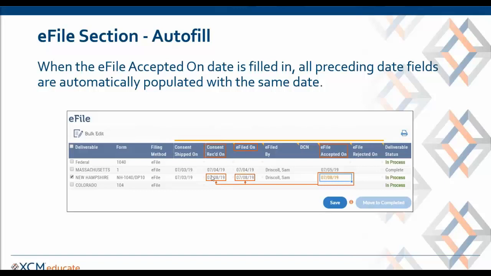So if you get the consent form and you e-file it on the same day, rather than having to put that date and that date in at the same time, fill in this date and it will automatically fill in the consent form date for you. Or if you're trying to do cleanup from last year, you just didn't get around to it, and you don't mind that the dates are all the same, you can fill in the accepted on date. It will then populate everything to the left with the same date and fill in the person who e-filed it at the same time.